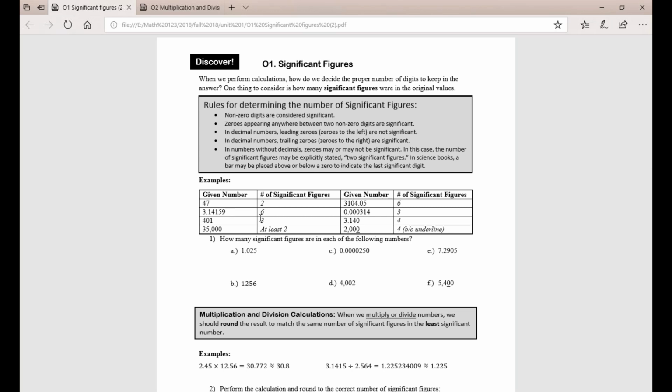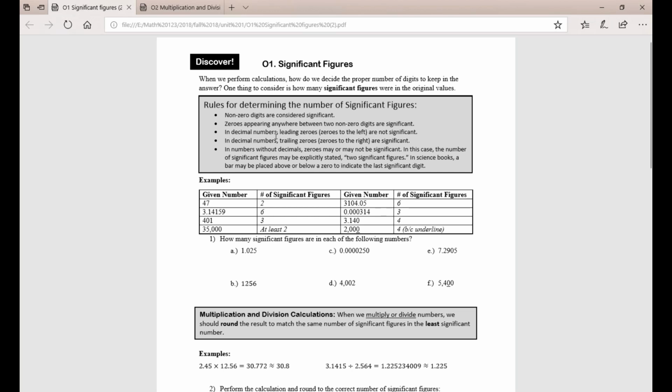Okay, now the next one says zeros appearing anywhere between 2 non-zero digits are significant. So like the number 401, okay, the 0 is in between these other numbers, so all of them count. So I have 3 significant figures. In this case, 3104.05, the zeros are between the other digits, so all 6 count. Okay, so 6 significant figures.